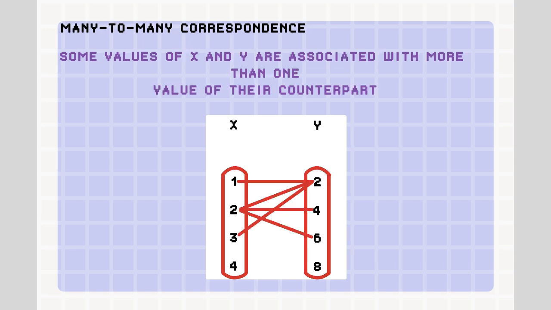Next, many-to-many correspondence. Some values of x and y are associated with more than one value of their counterpart. This image visually shows how multiple values in set x can be associated with multiple values in set y. For example, students and the courses they take: students can take multiple courses, and a course can have many students enrolled. This is a many-to-many relationship.